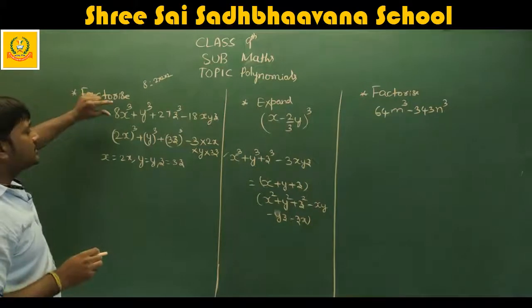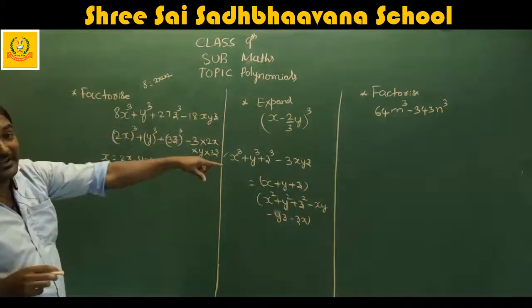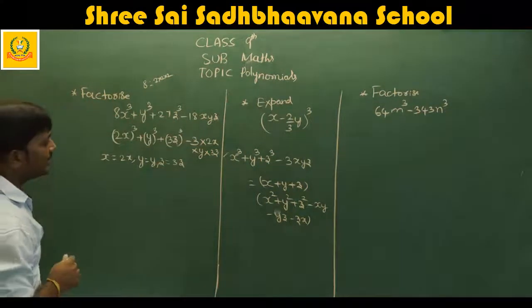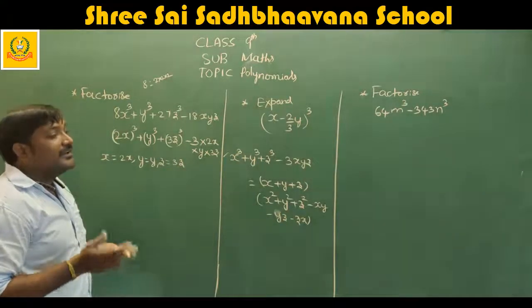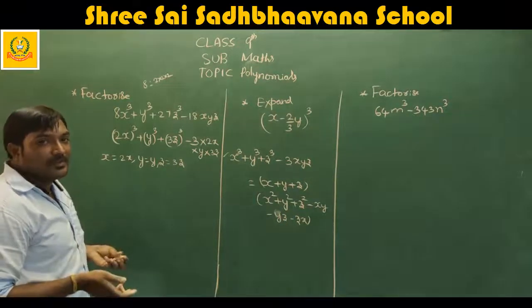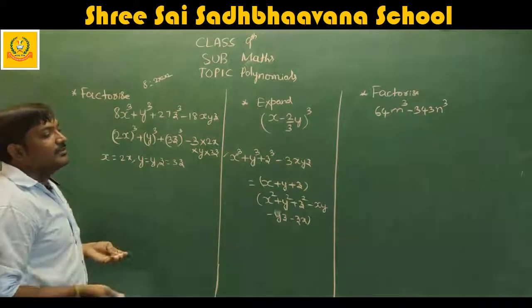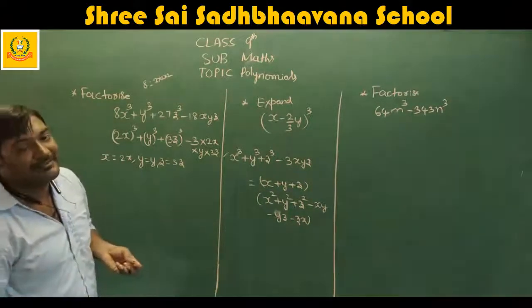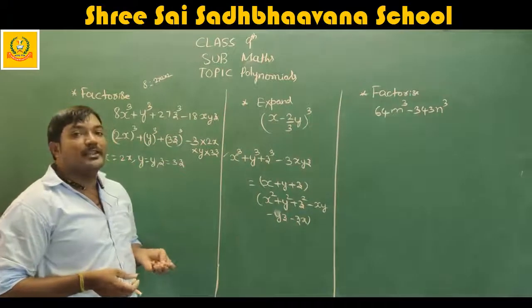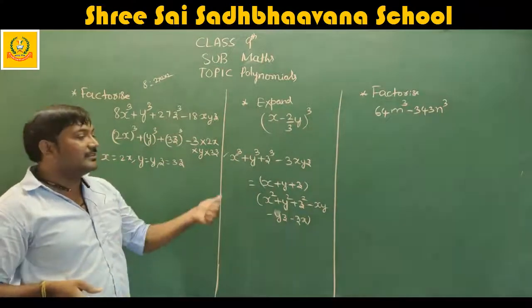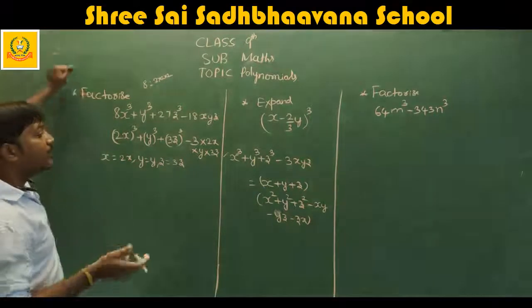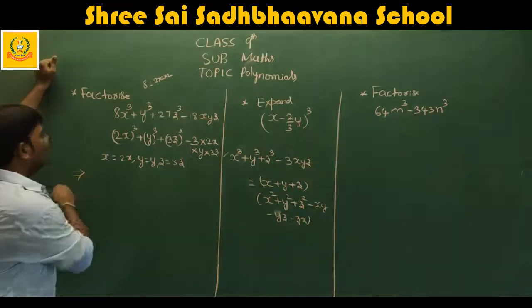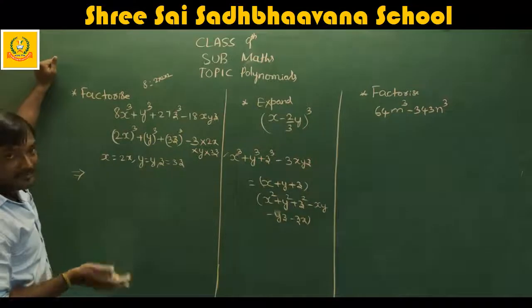What I did is I just converted this into the form of that identity. What is that identity? x cube plus y cube plus z cube minus 3xyz equals x plus y plus z into x square plus y square plus z square minus xy minus yz minus zx. So this is the identity we have. Got it? Now how do I apply this identity here? We got the x value, y value and z value.